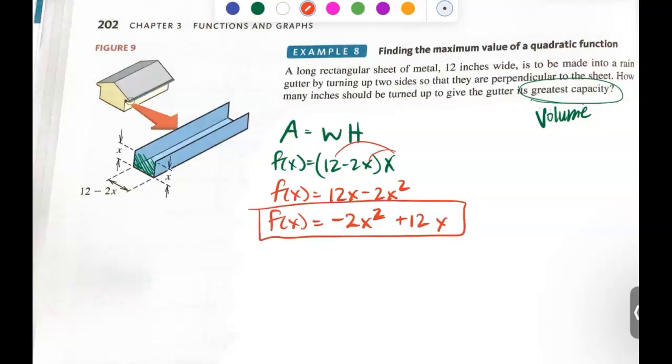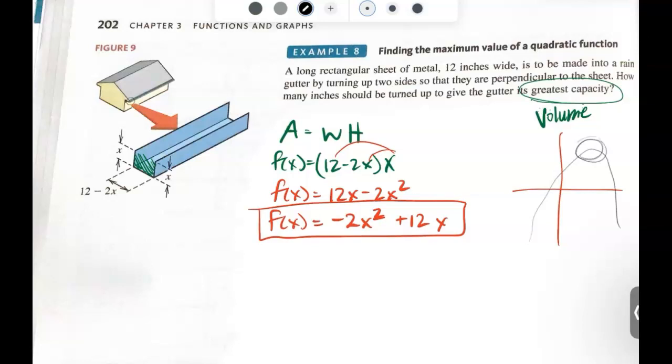Now it wants me to find the maximum. So think about, what is the maximum of a quadratic? Well, if I graph this one, I notice it has a -2 in front, which means that it is going to open down. So generally, I know it's going to look something like that, where it opens down. Now its greatest capacity will be its maximum value. So wherever it hits its maximum is going to be that greatest area. So I want to look for the vertex.